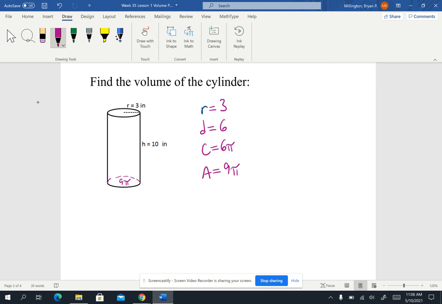But then as you keep filling up higher and higher, the volume just keeps increasing. And then the volume of this whole cylinder is, well, what's the volume if you go all the way up to 10 inches? So all we really have to do to find volume of a prism is you take the area of the base, and then you multiply that times the height of your prism. That's the formula for volume.